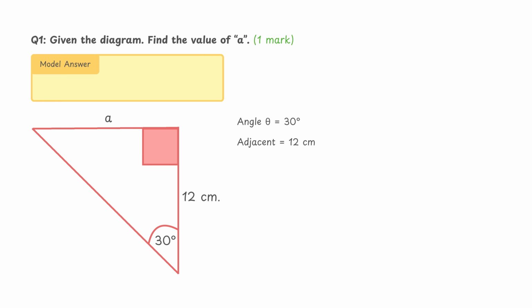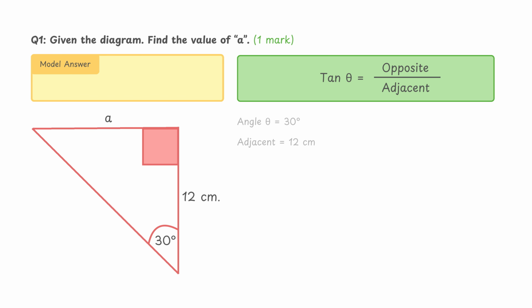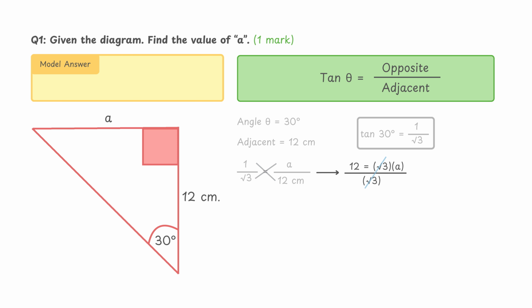So we use tangent because remember, tangent theta equals opposite over adjacent. Now substitute the values. Tangent 30 degrees equals A divided by 12. Now recall the exact value. Tangent 30 degrees equals 1 over square root of 3. So we write 1 over square root of 3 equals A over 12. Now solve for A. Multiply both sides by 12. A equals 12 divided by square root of 3.